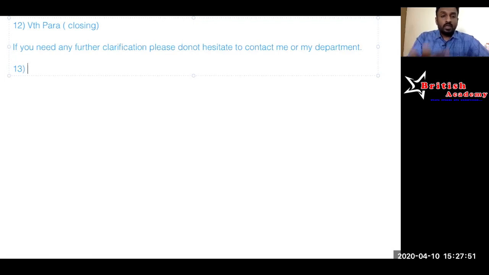13. Now, after this, leave one line. Actually this 12th one is your conclusion para. It's not closing, it's conclusion. Please correct it. And the 13th one is your closing. Closing can be, if you know the target reader's name, you will write yours sincerely. The S will be small, no apostrophe in yours. Yours sincerely. I'll write it in brackets: target reader is known, which means I know the name of the person to whom I'm writing.